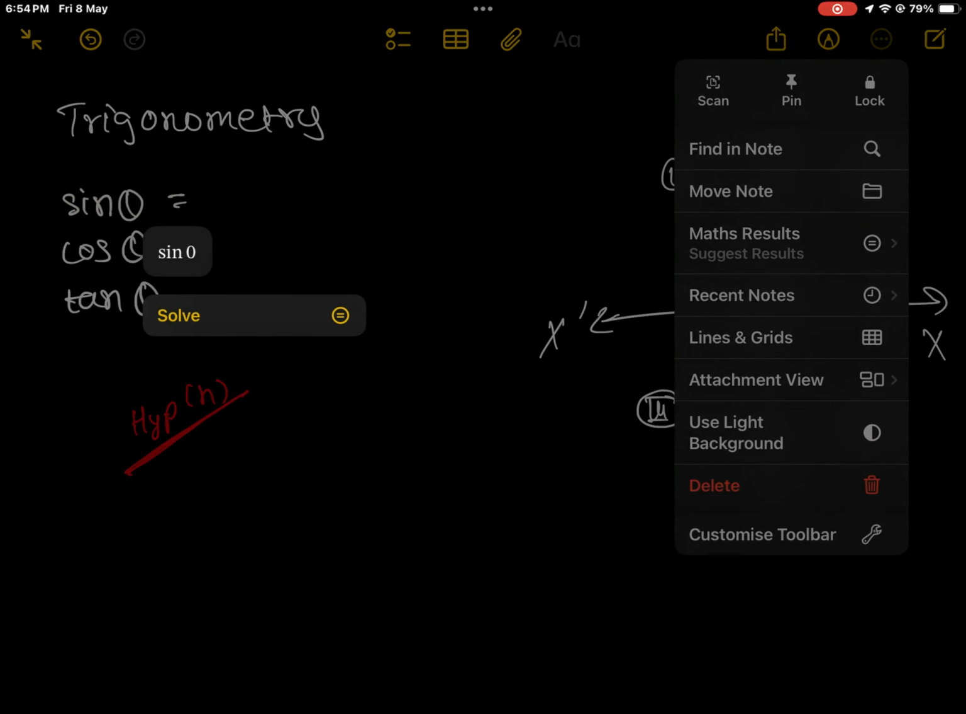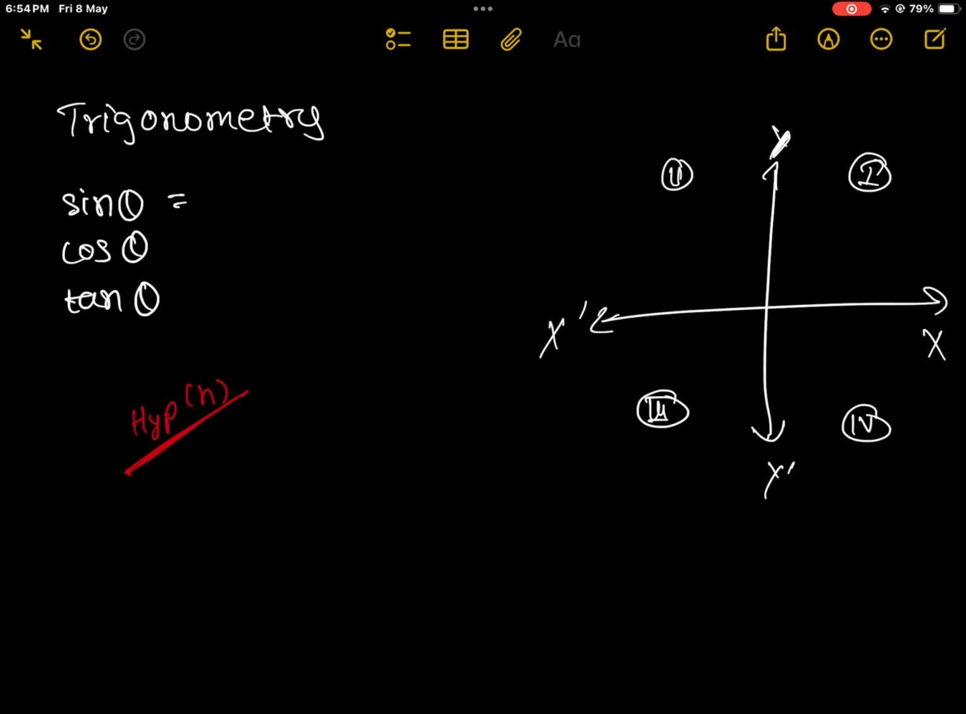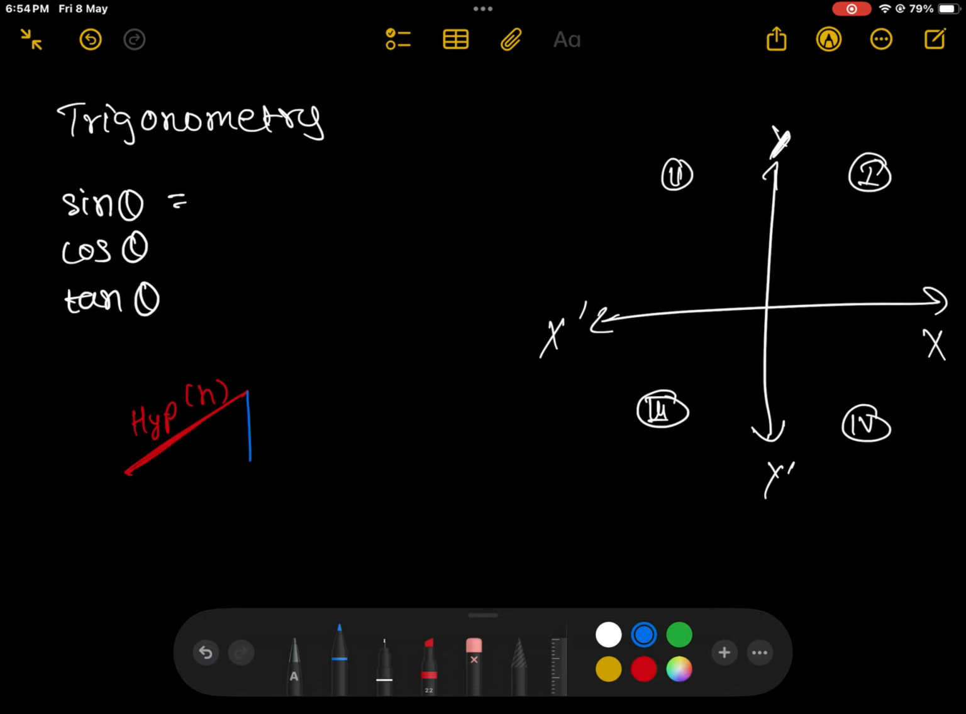What is up, guys? In this video we're going to be doing some trigonometry. So I'm going to start from the very basics. You have a right angled triangle with red as the hypotenuse, blue as the perpendicular, and green as the base.